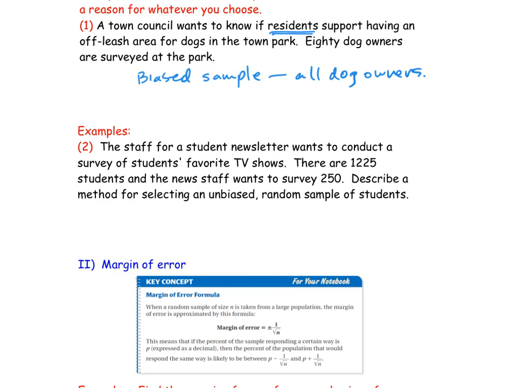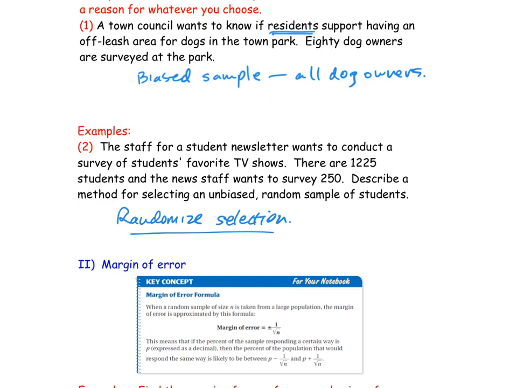There's different ways to do this, but to make an unbiased random sample, you have to randomize selection, right? You can't just go into one classroom. You've got to take the 1,225 students and randomly pick numbers, because you don't want to pick all the kids from one class. You might find that students who all take this one class really like this one show, and that might give you a biased result. So you want to randomize your selection, however that looks, pick names out of a hat, however you can do that.